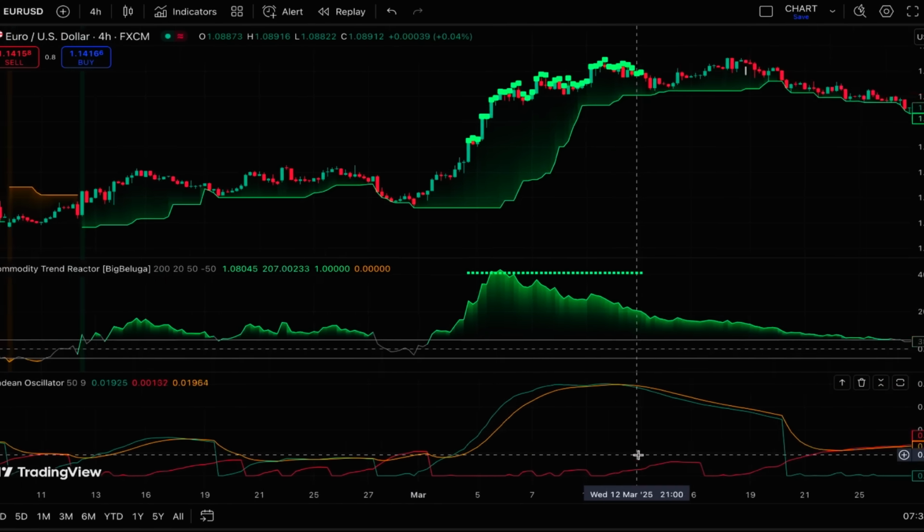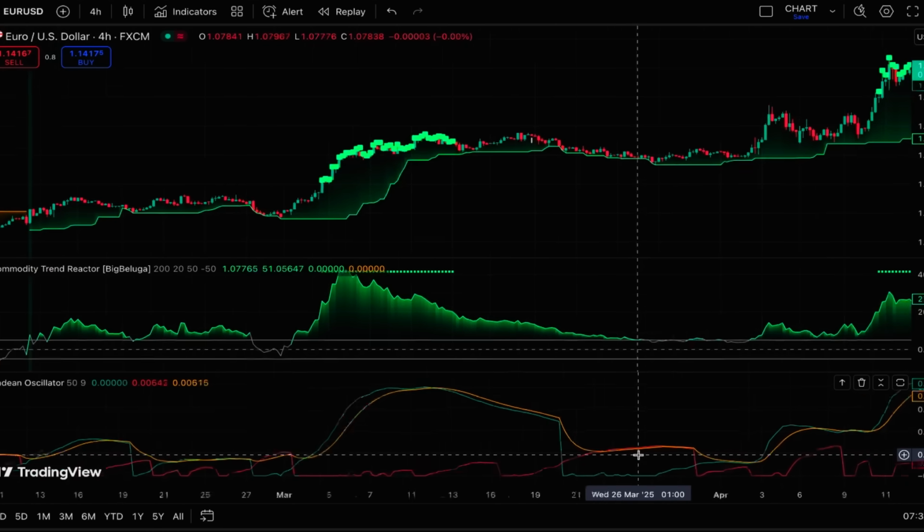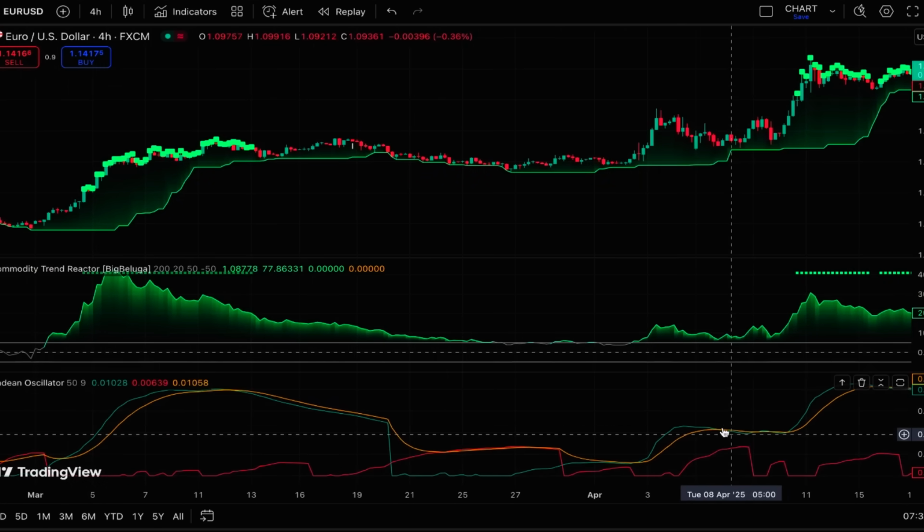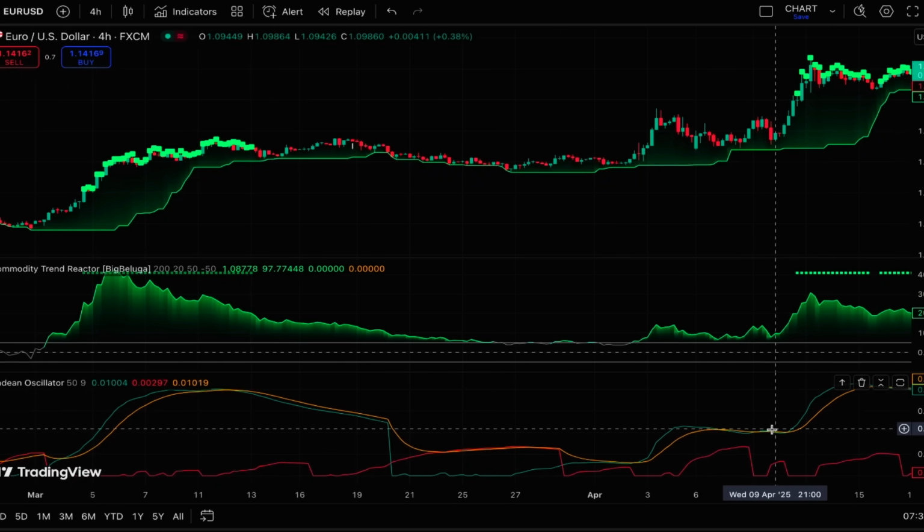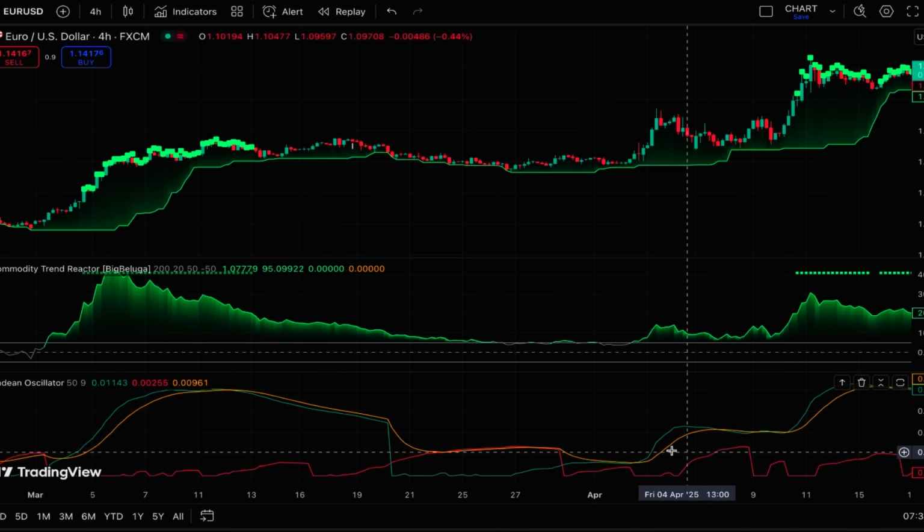Let me show you an example where we can have Andean oscillator green line going below the orange line and then again crossing above the orange line, like what happened here. We don't take them because they can offer more risk. They can provide profitable positions, but to decrease the risk, we only focus on fresh crossings, like what happened here.